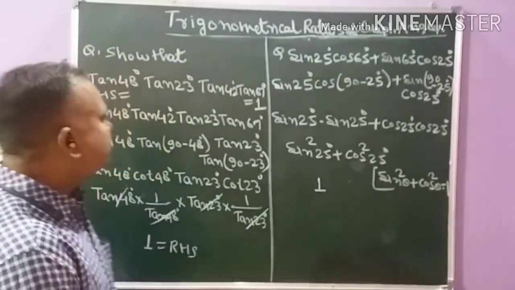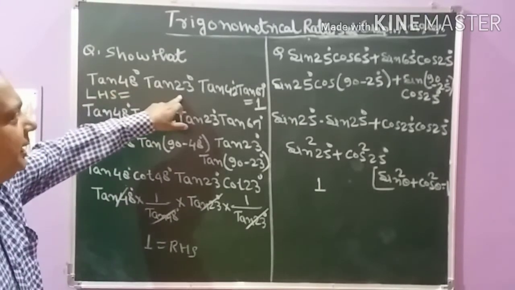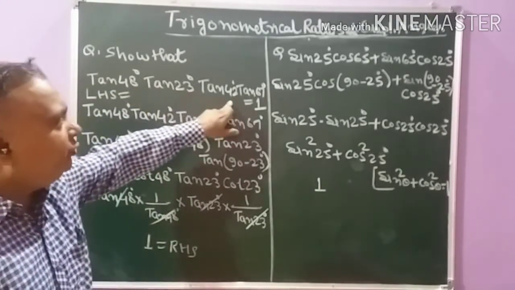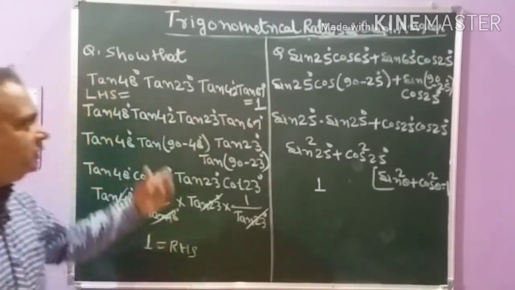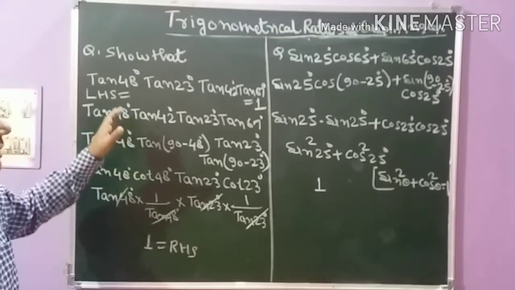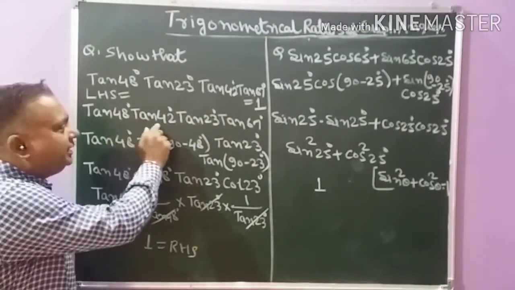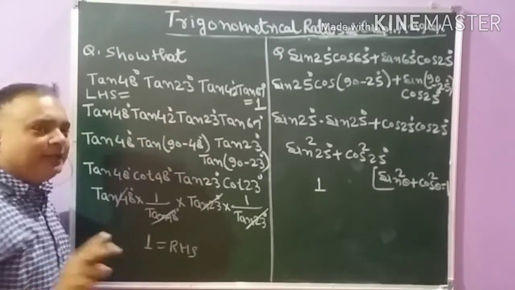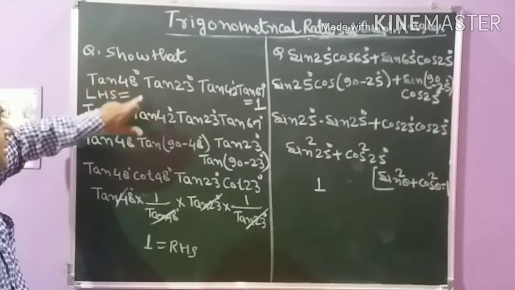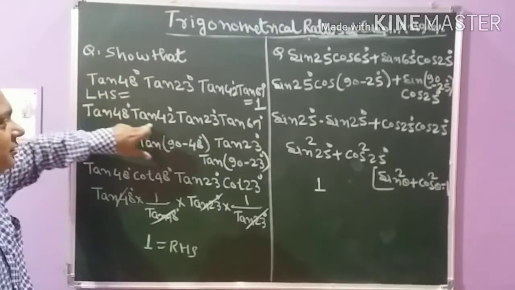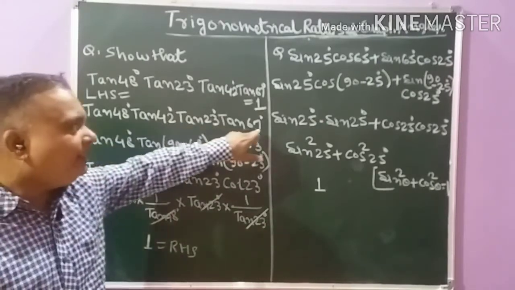Now the next question is: tan 48 degrees into tan 23 degrees into tan 42 degrees into tan 67 degrees equals 1. For such types of problems, first we have to rearrange the terms. Means we have to arrange the angles such that the sum of two angles is equal to 90 degrees. So I write in the LHS tan 48 degrees with tan 42 degrees, tan 23 degrees into tan 67 degrees.